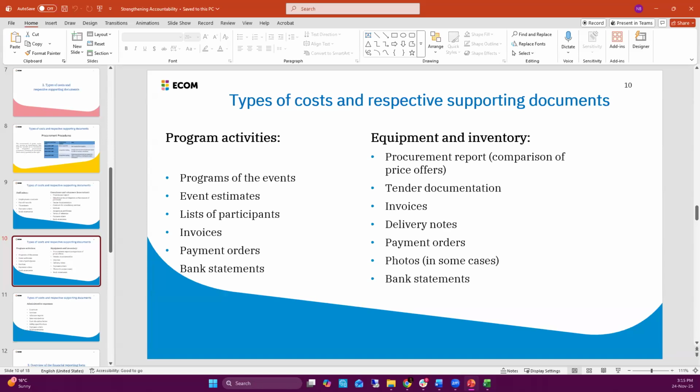For the equipment purchases, if it's eligible in scope of your project, like for example, laptops or printers or projectors or furniture or something other, the procurement requirements also apply. Into supporting documents, you must include procurement report, comparison of price offers, tender documentation, invoices, delivery notes, payment orders. In some cases, we might request photos of the goods or the inventory you purchased, and bank statements.